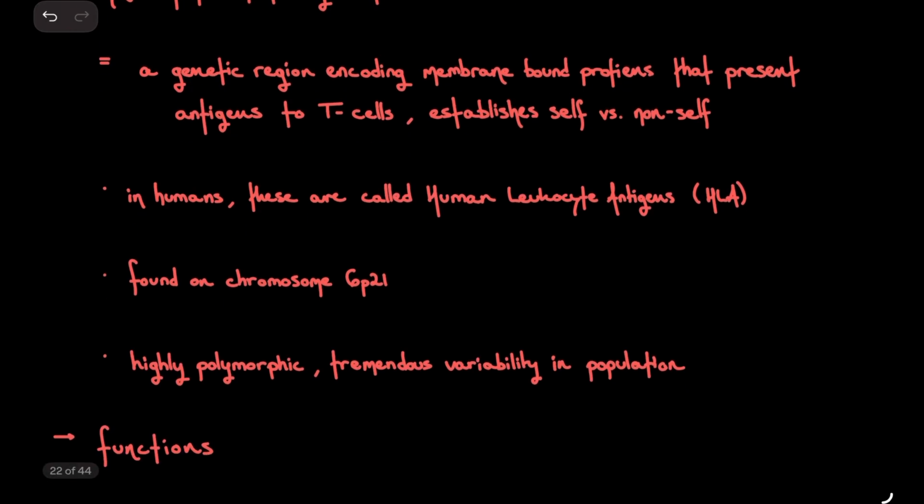It is found on one chromosome's short arm, chromosome 6. You don't need to know the p21 nonsense, but it is just on one chromosome. I find that kind of cool. It is highly polymorphic, tremendous variability in the population.